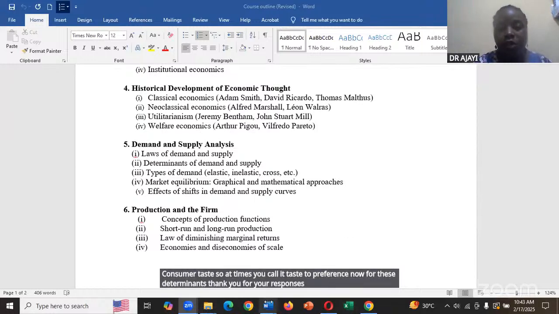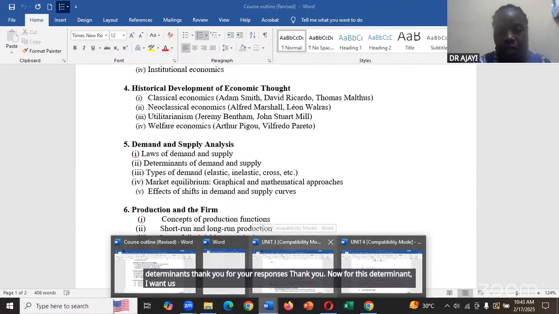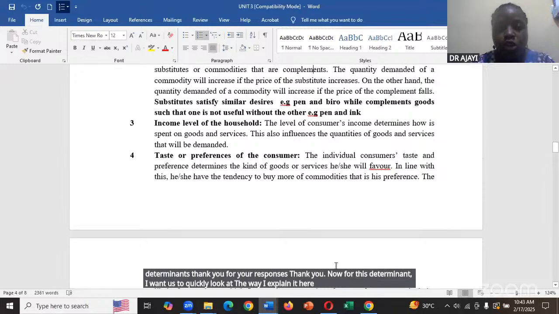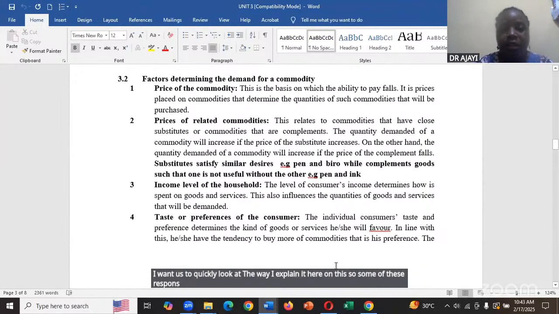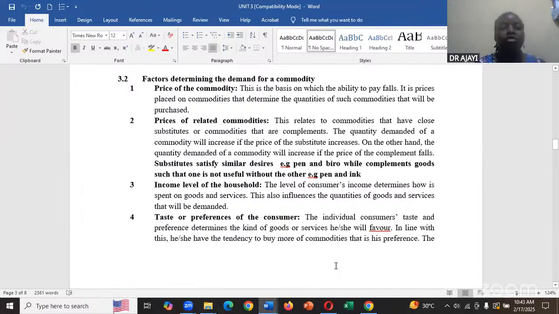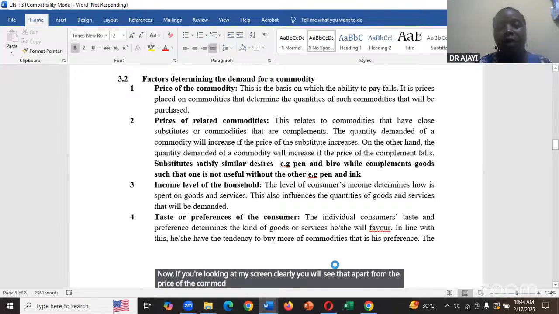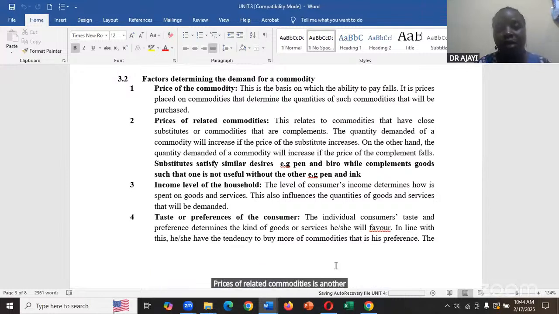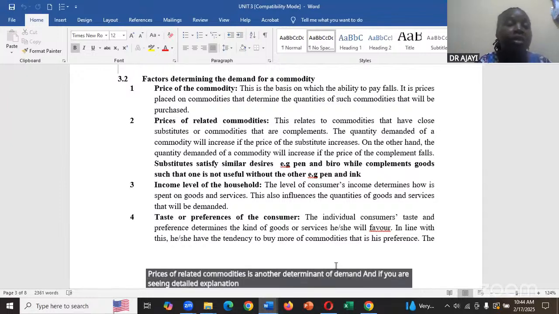Now for these determinants, I want us to quickly look at the way I explain it here. Some of these responses, we already have here. If you are looking at my screen clearly, you will see that apart from the price of the commodity itself, we have prices of related commodities. Prices of related commodities is another determinant of demand. The related commodity simply means apart from the commodity you are demanding on its own, we have some others that are related to it.